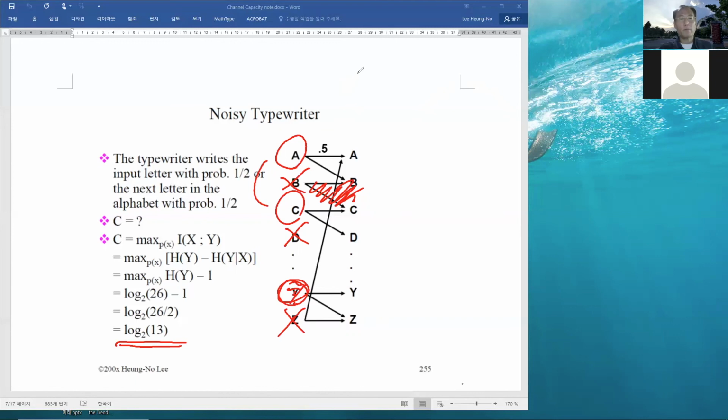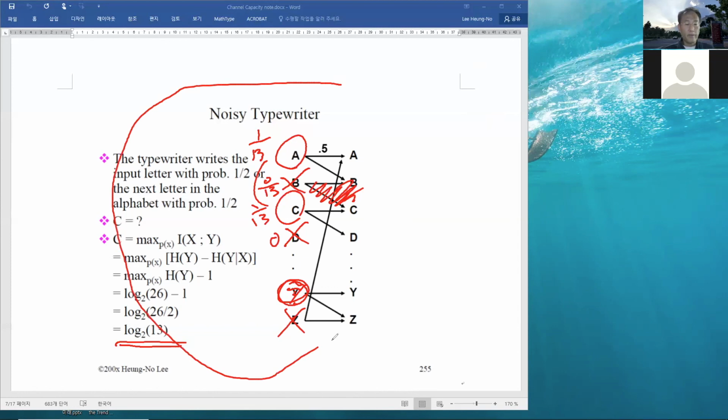So there are multiple solutions to achieve the maximum mutual information. But the capacity, the answer, doesn't change with the different px. In this particular case, the px is 1 over 13, 0, 1 over 13, 0, and so on and so on, okay? So that's the noisy typewriter problem.